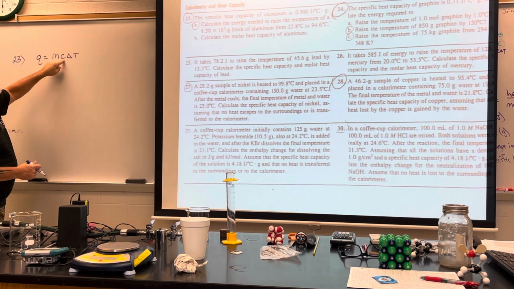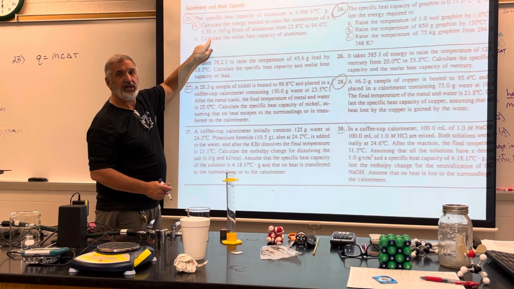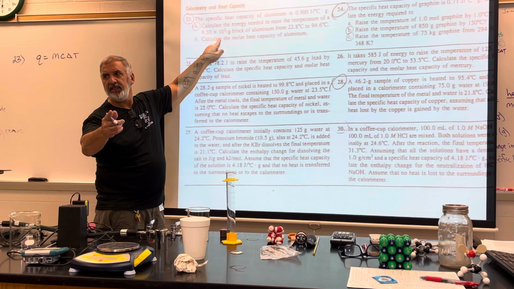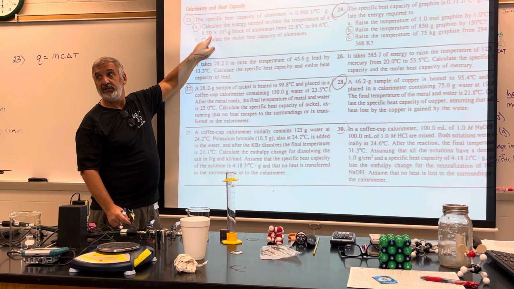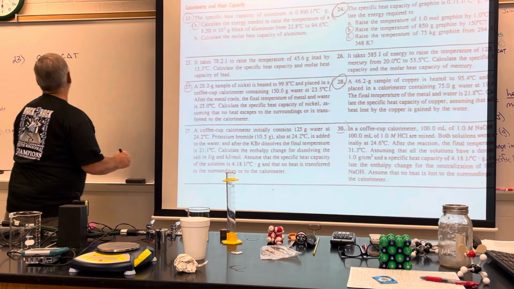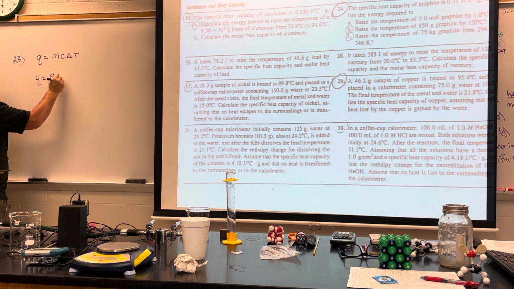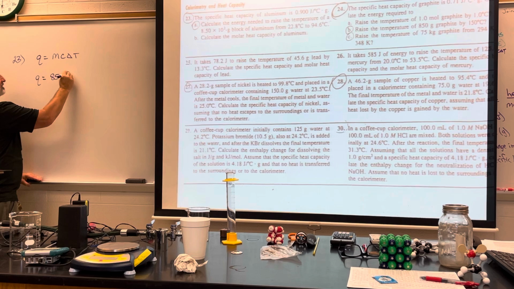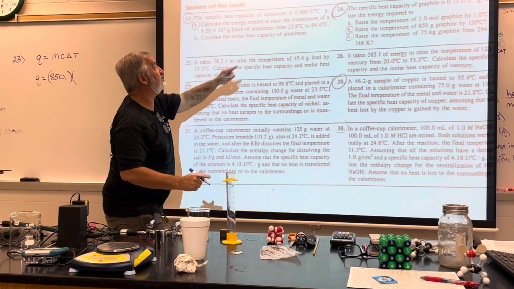I'm given the specific heat, 0.9. I'm given the mass. What is this just going to be in normal notation? 8.50 times 10 to the 2 is 850. Now, is that zero significant? In 8.50, yes, it is. So I can write Q is equal to 850. How do I make that zero significant if I just write it out? Add my decimal. The specific heat capacity is 0.9.